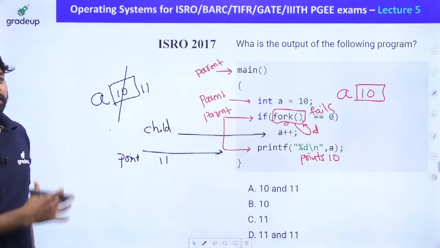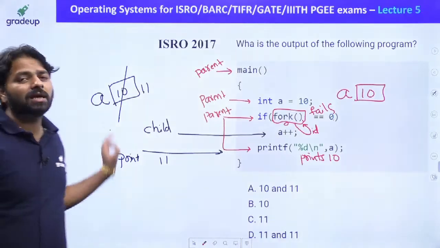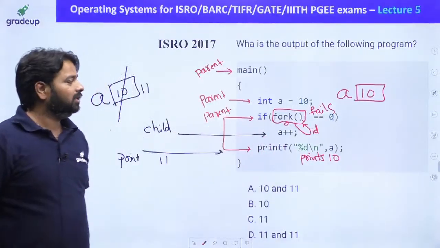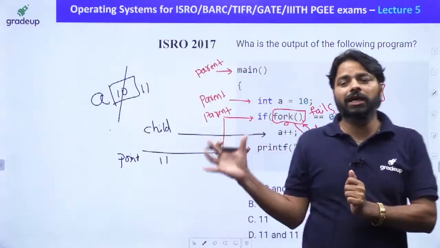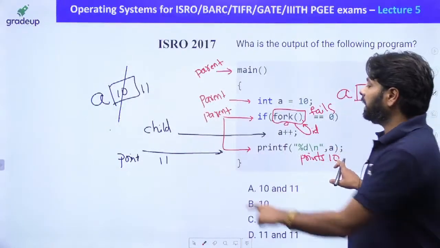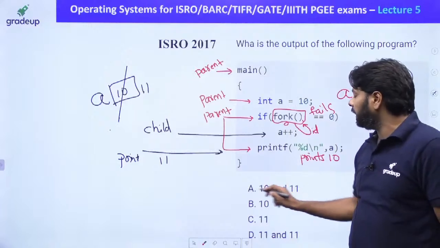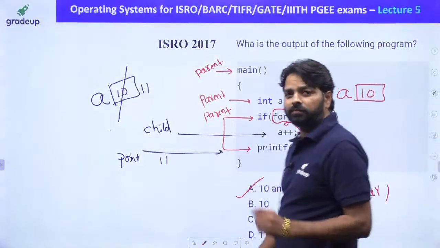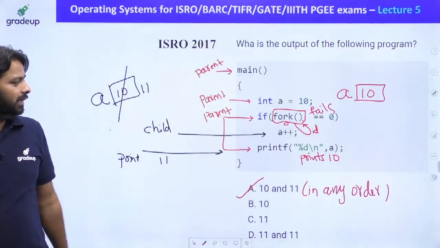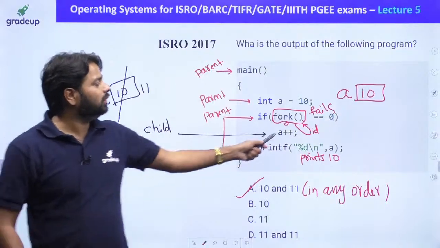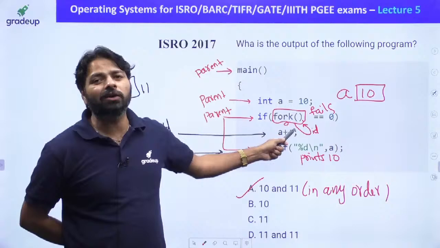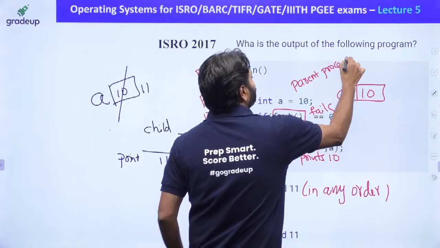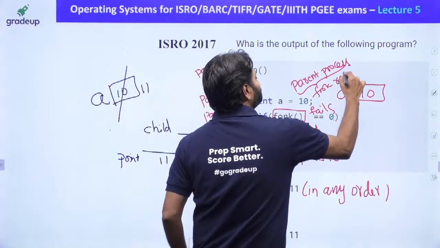But in which order? We don't know. What we know is the output is 10 and 11, but is it 11 and 10 or 10 and 11? That depends on who executes first. You know that these two are concurrent processes, parent and child, and both can execute independently, so 10 and 11 can print in any order. First 10 might print or 11 might print. Is this point clear? You should only know that the parent process gets a non-zero return value from fork. So remember this point: when the parent process executes fork, fork returns non-zero, that is the ID number.